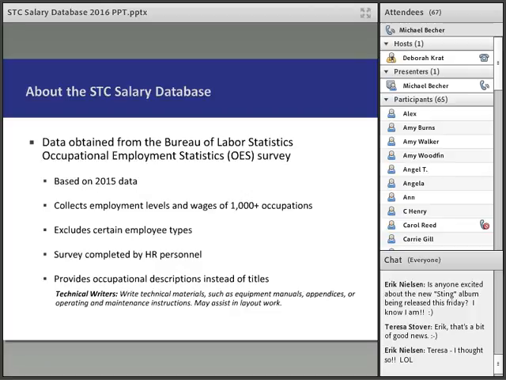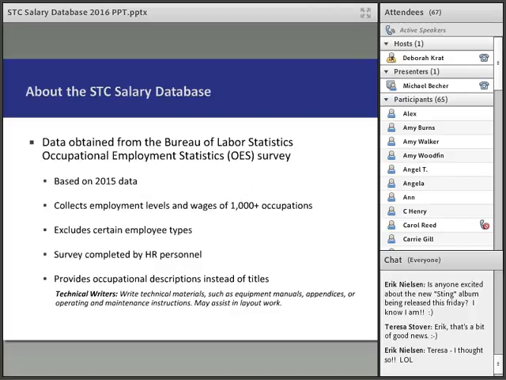It does exclude certain employee types. For instance, if somebody is self-employed, they don't include that information in the results. They're pretty much discarded just because there's so much variance between somebody who might be working self-employed 10 hours a week versus 50 hours a week. So they remove them completely. And the survey itself is completed by HR personnel. You're not receiving the survey as an individual and you're not self-reporting. That takes out a lot of the bias in the data and makes for more accurate and valid information.